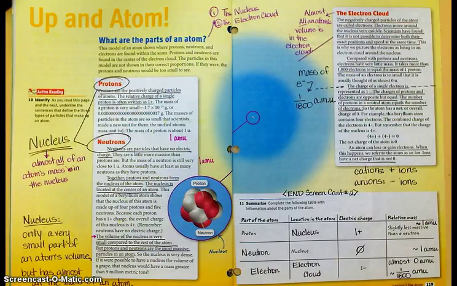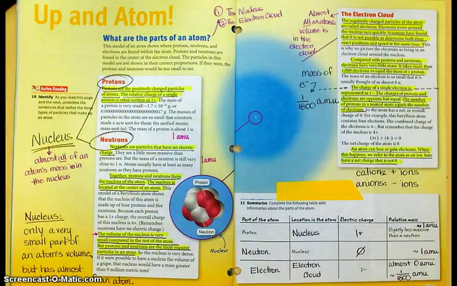Down at the bottom, I made another note about the nucleus. Only a very small part of an atom's volume is in the nucleus, but like I said, it has almost all of the mass of the atom. The blue heading at the top of page 118 says, what are the parts of an atom? Remember, the two main parts are the nucleus and the electron cloud. I'm going to pause it one more time and highlight the things that I underlined to make it a little bit easier to see.